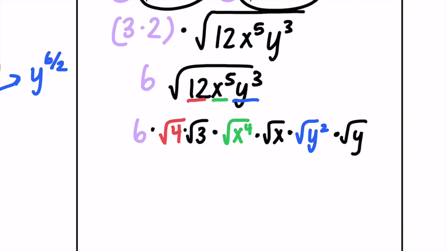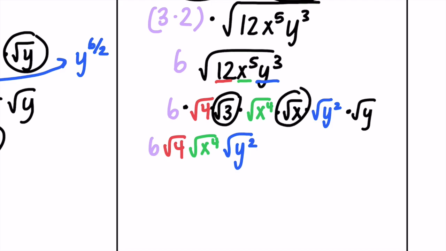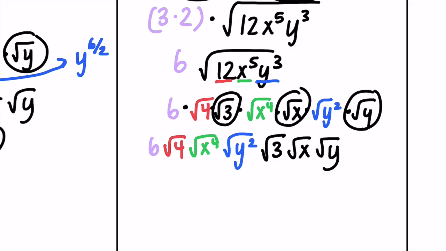I want to rewrite all my perfect squares or whole numbers in the front. So I have 6 times the square root of 4 times the square root of x to the 4th power times the square root of y squared. And at the end, I'm going to put all my things that remain in the square root. So I'm going to have a square root of 3 times the square root of x times the square root of y. And then I'm going to simplify.